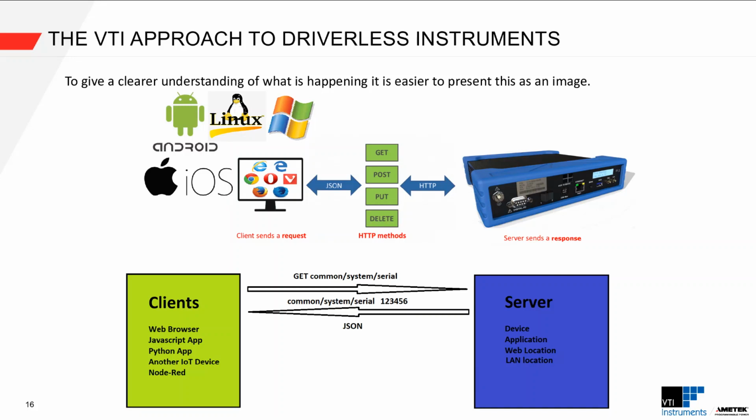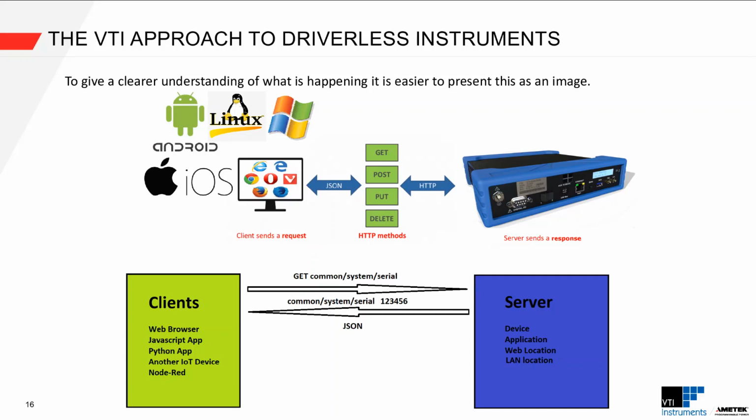To put that into more of a block diagram below, we have a green box with clients. Your client can be anything, a web browser, a JavaScript app, Python app, any other programming language that you want to create it in. It can be another IoT device. It could be Node-RED. And all it's doing is sending, in this example that I've got here, a get command to a directory on a website address to retrieve a serial number.